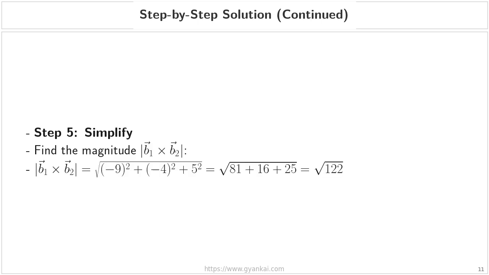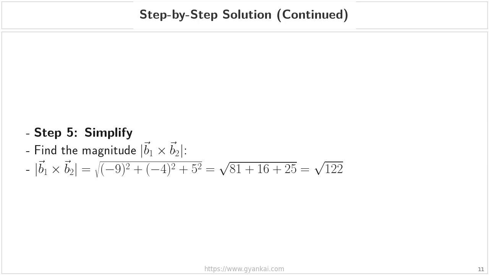Step-by-step solution, continued. Now that we have successfully calculated the dot product in the previous step, we move into our final stage, step 5, which is to simplify our results to find the actual distance. First, we need to find the magnitude, or the length, of the vector we found from our cross product. Looking at our previous calculation, we have the vector negative 9i minus 4j plus 5k.